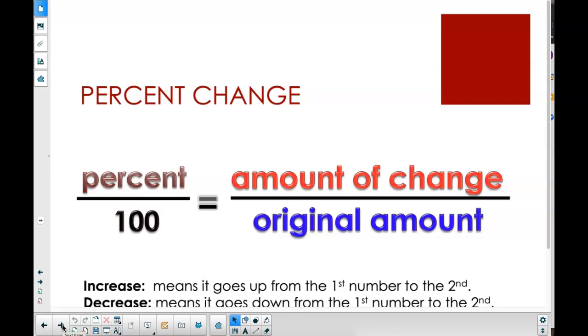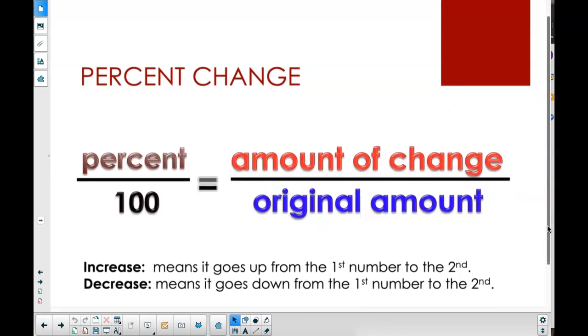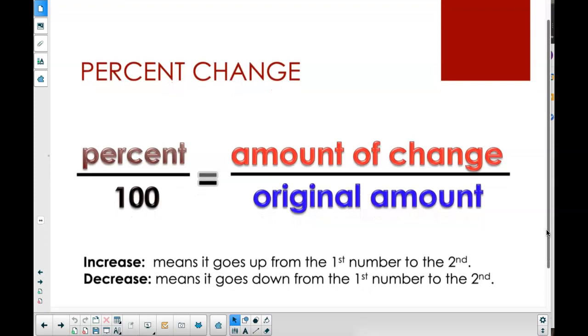It should, right? So percent change means it's percent over 100, amount of change over the original amount. Amount of change is really our part. Original amount is the whole, or the whole amount. Okay? So a little bit different wording, but we've seen this before. This isn't new. Agreed?